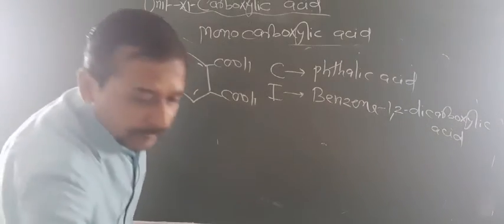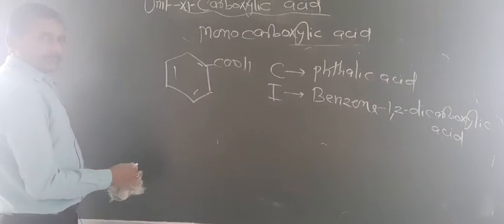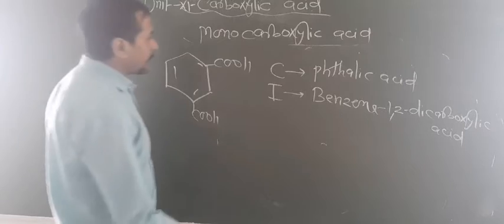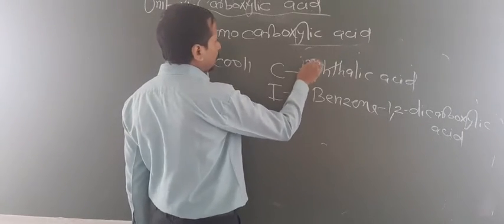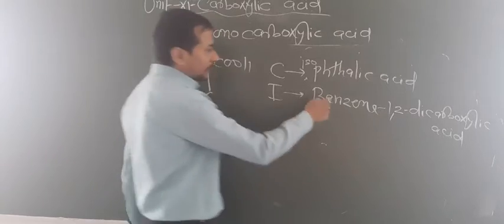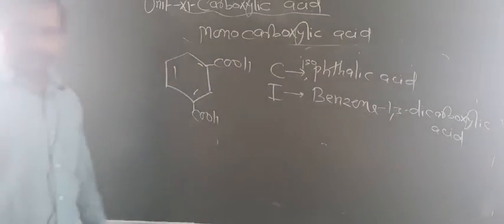Now if this COOH is replaced to carbon number 3, then the common name of this is known as isophthalic acid. Are you getting this point? And here what you have to change is that this becomes 1,3 dicarboxylic acid.